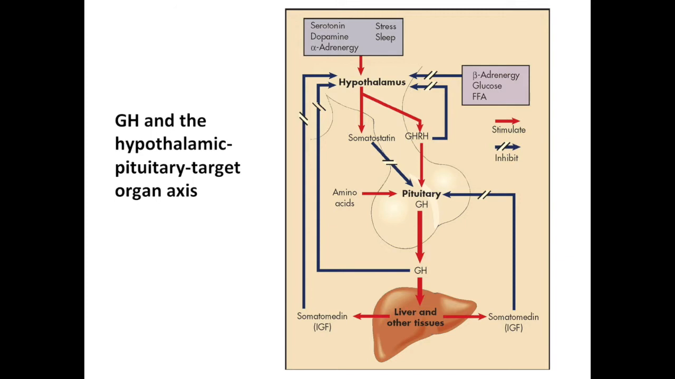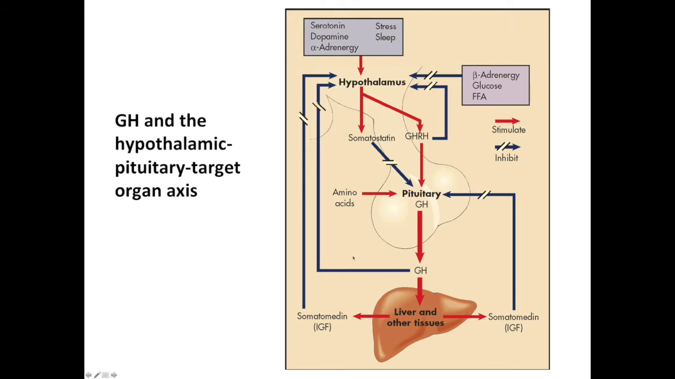So here shows the regulation and feedback mechanisms of growth hormone. It's part of the hypothalamus pituitary organ axis, and stimuli to the hypothalamus like stress and sleep, serotonin and dopamine will cause the hypothalamus to secrete growth hormone releasing hormone that then passes to the pituitary to release growth hormone, and then it goes on to affect target organs like the liver, where it will release somatomedin or insulin-like growth factor, promoting growth in other tissues. But this also feeds back to the pituitary to prevent excessive release of growth hormone.